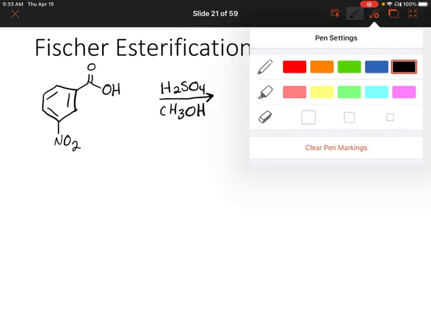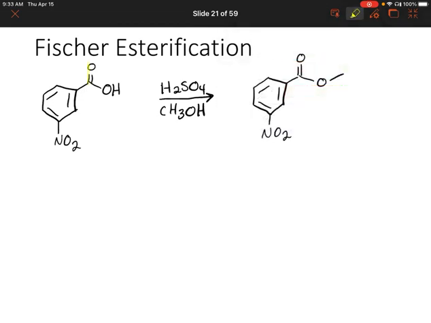Okay, so let's just highlight what happened here. This carboxylic acid is turning into an ester. And the rest of the molecule stays the same.